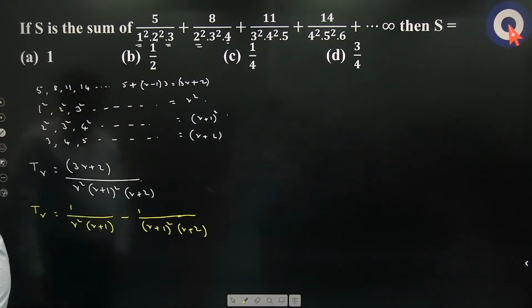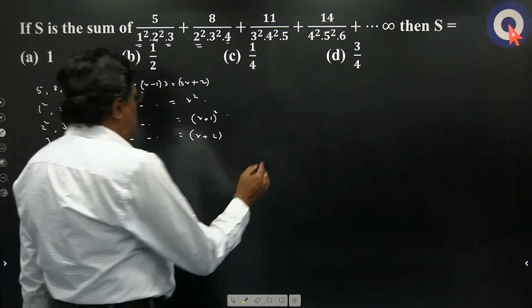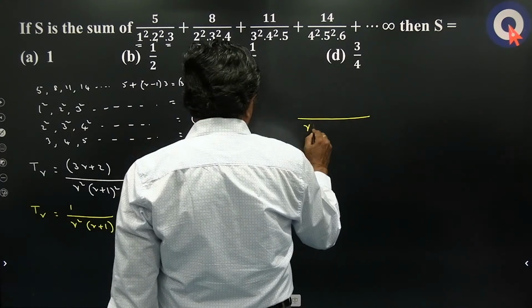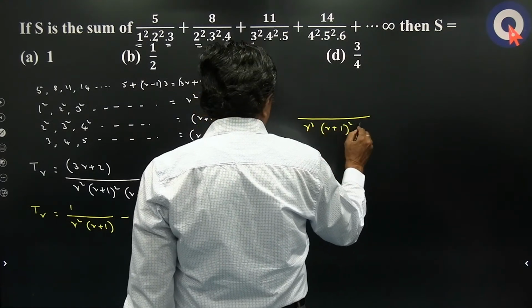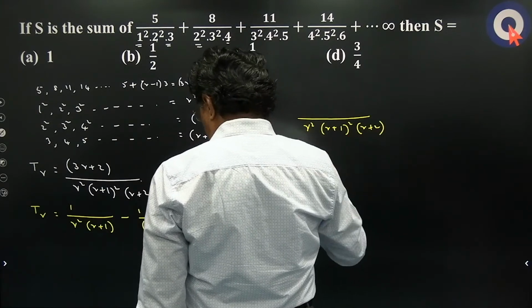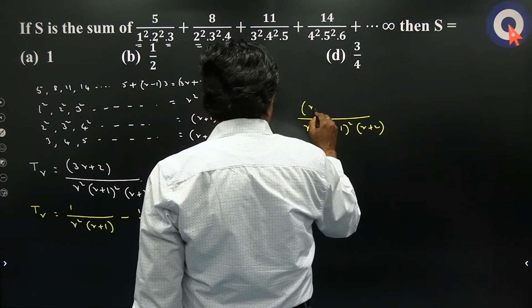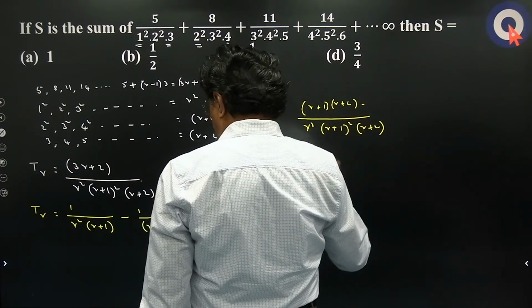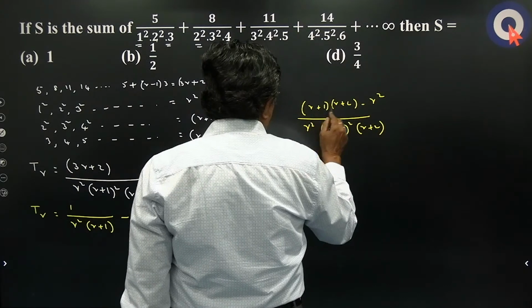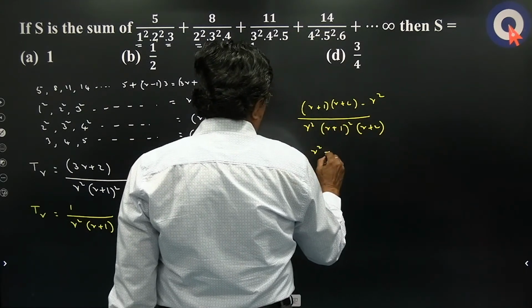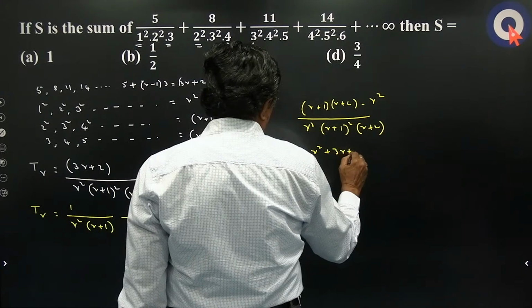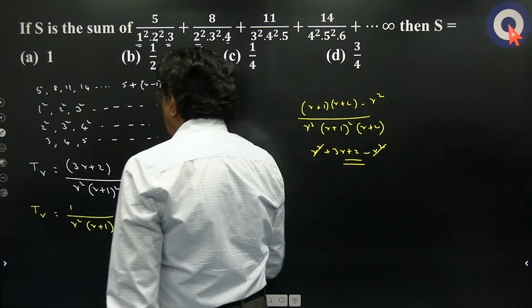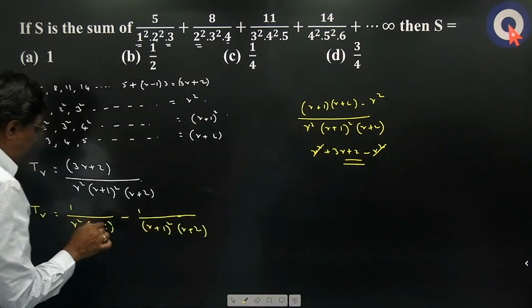Typically if I take the LCM here, whether it works or not, we can check once. So you have r square, r plus 1 whole square into r plus 2. So you have r plus 1 into r plus 2 comes here, minus r square will come here. You can see in the numerator r square plus 2r plus r, 3r plus 2 minus r square. So you get your 3r plus 2 in the numerator. So therefore the way that we split, it works.